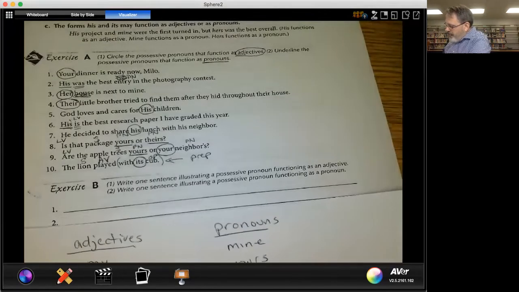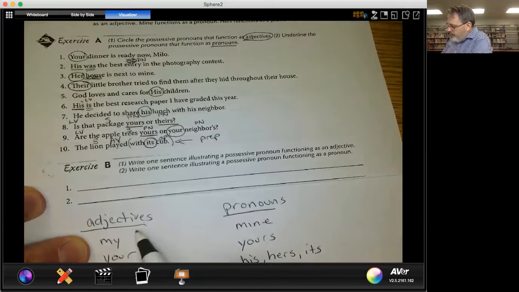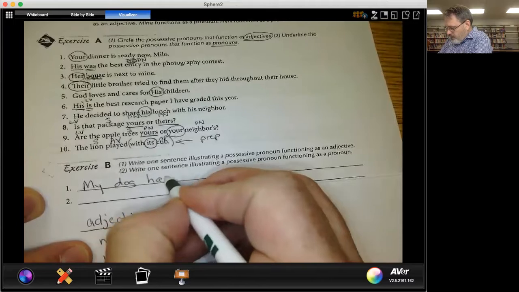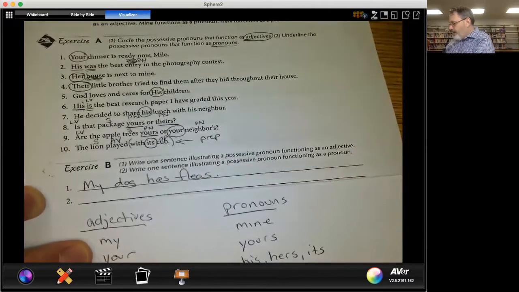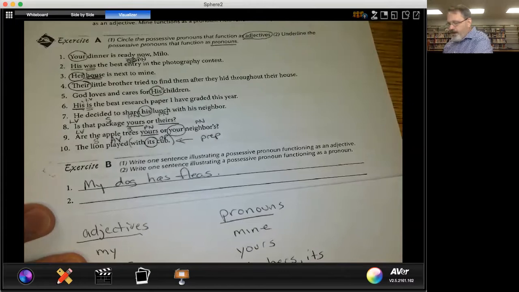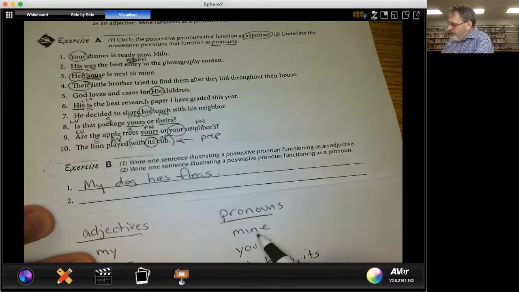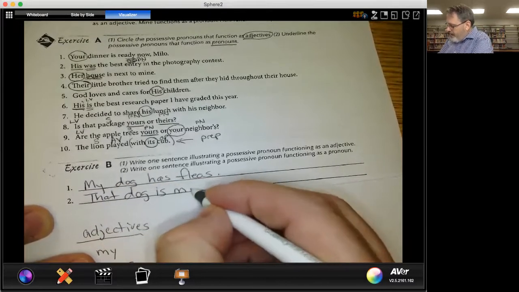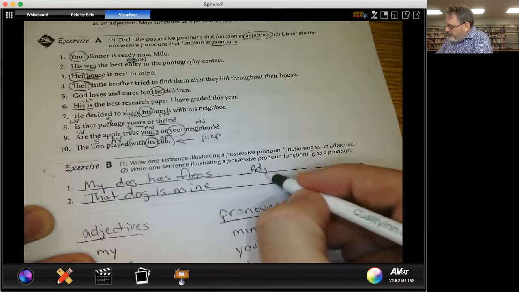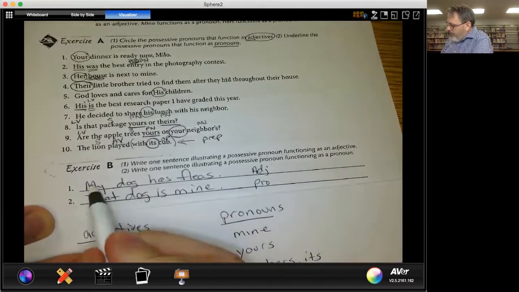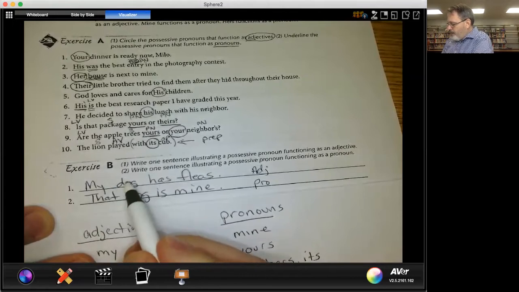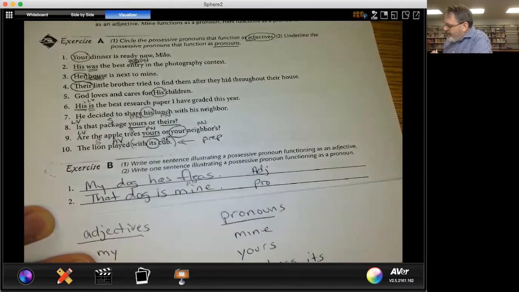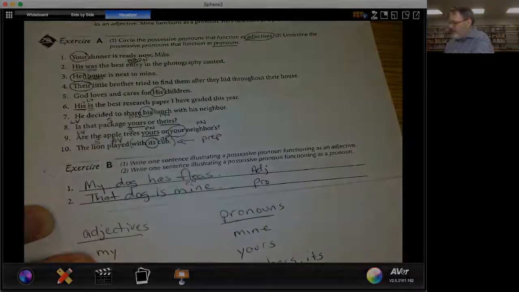So let's do the adjective first. So we'll say, my dog has fleas. You probably never heard that little song, my dog has fleas. And then mine would be, that dog is mine. So this one's the adjective and this one's the pronoun. Why? Well, because my is describing dog, isn't it? Which dog? My dog. But in this one, the dog is, predicate nominative is mine. And we know that's a pronoun because it's in the list of pronouns.